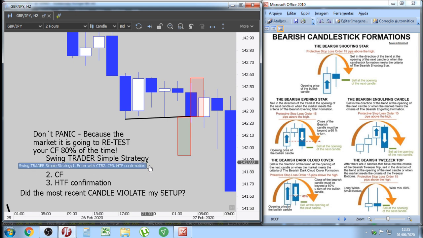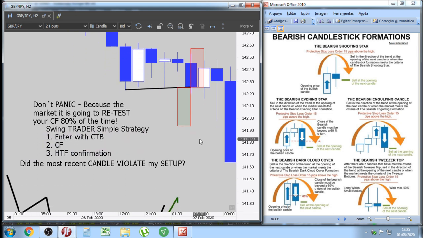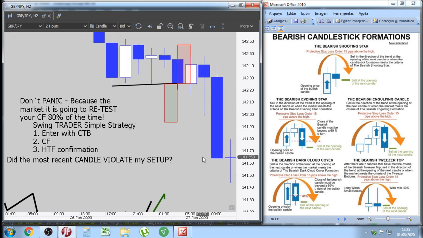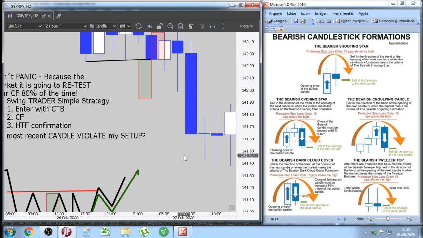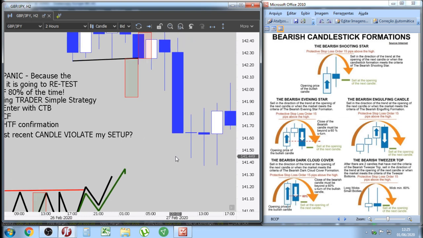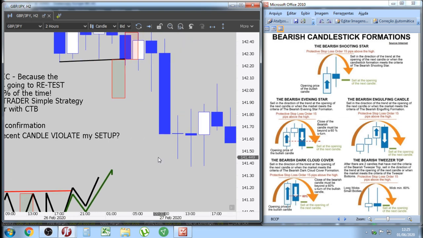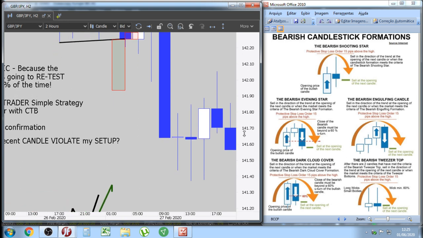Picanha, okay, great, very good. Okay, so next, let's see the next candle. Okay, one, two, sideways, up. Okay, sideways.